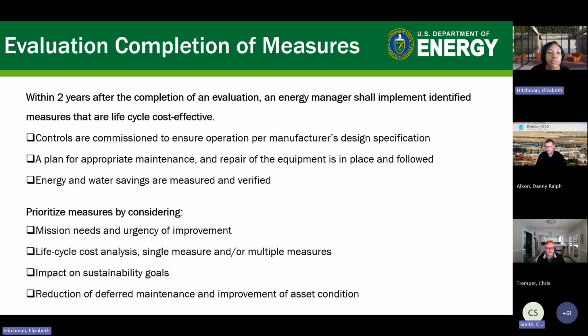Controls are commissioned. That's probably a really big one, especially right now. A plan for appropriate maintenance, of course, the repair of equipment, what the plan is for that. What is your energy and water savings? And then you want to prioritize. Is it mission critical? That's always first. What's your life cycle cost analysis for those measures? What's your impact on sustainability? And finally, the reduction of deferred maintenance, or O&M as we normally call it.